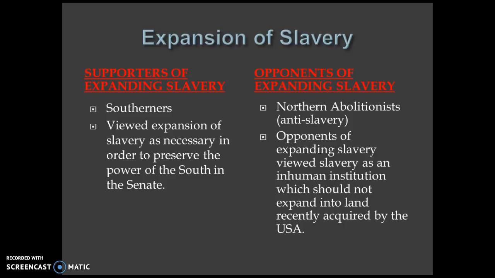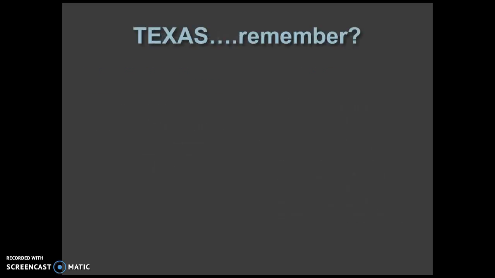Well, if you're a northern abolitionist, remember, an abolitionist is someone who's anti-slavery, you want to abolish slavery. You are an opponent of expanding slavery because you view it as an inhuman institution, as evil. And because of that, it should not expand into land that's being acquired by the United States with things like the Louisiana Purchase, the Gadsden Purchase, the Mexican Cession, Texas Independence, Oregon, all those areas.